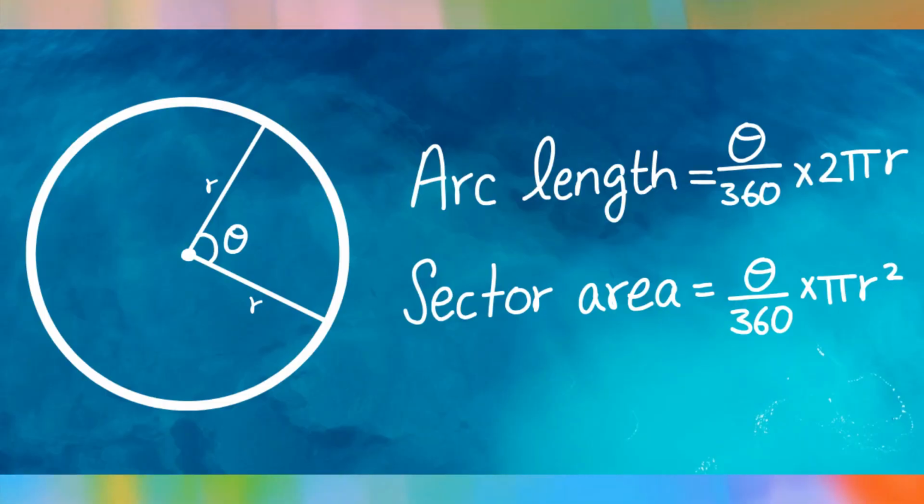I'm showing you here the formulae for arc length and sector area. As you can see, arc length equals the angle theta over 360 multiplied by 2 pi r. The sector area equals the angle theta over 360 multiplied by pi r squared. Note that these formulae apply to the minor arc here, as theta is the angle for the minor arc. If we were calculating for the major arc or any other arc present, we would use its respective angle in place of theta and apply the formulae as normal.